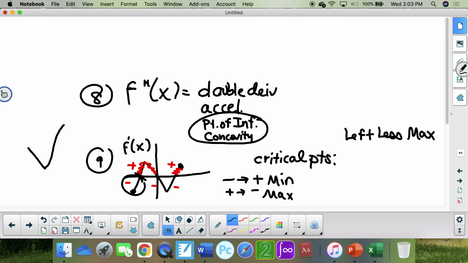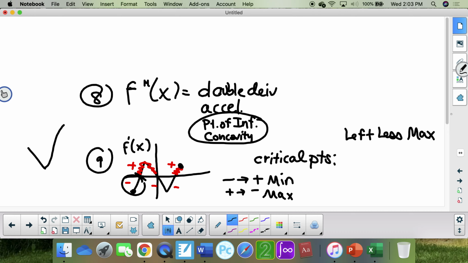So number 9 is just loaded, depending on whether it's an f prime of x graph or an f of x graph. But down below I told you it was a derivative graph. So they have to tell you what kind of graph it is. Because if you think that that's f of x, you're going to name the maximums and minimums completely wrong. That's really important. So number 9 is a really important question.